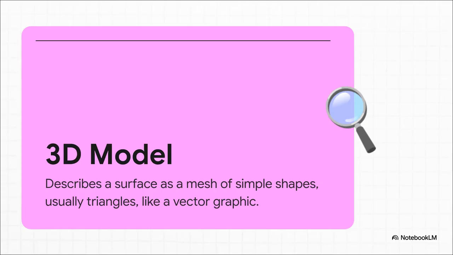And this same exact principle applies in 3 dimensions. A 3D model isn't a collection of 3D pixels, nope. Instead, it's a file that describes a surface as a mesh of simple shapes, usually tiny little triangles. This vector-like approach is exactly what makes it possible to send a model to a 3D printer or to move it around smoothly in a VR headset.